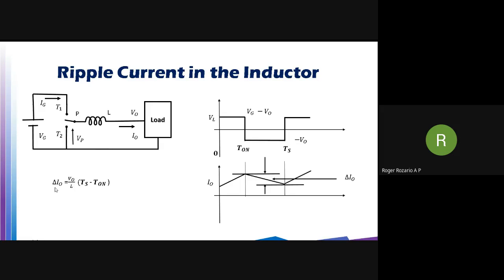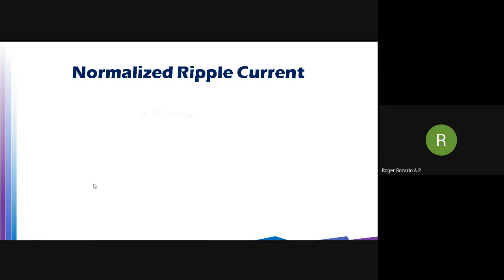Basically, you are just integrating the voltage across the inductor in any one of the subperiods and finding the ripple in the current. Del I naught is equal to V naught by L into Ts minus T on. If I take Ts outside, it is 1 minus T on by Ts, and T on by Ts is the duty cycle of the converter. So del I naught is V naught by L into 1 minus D into Ts.